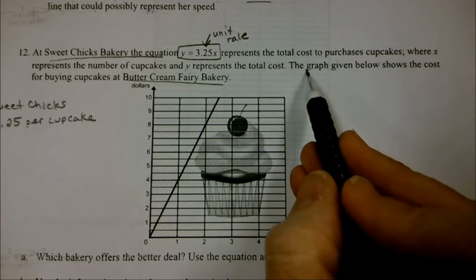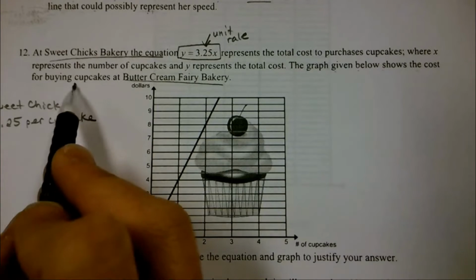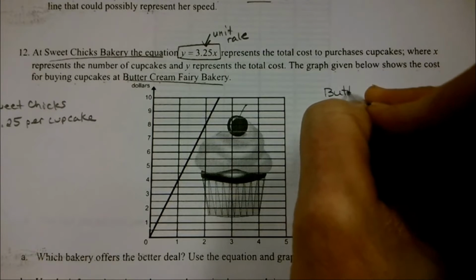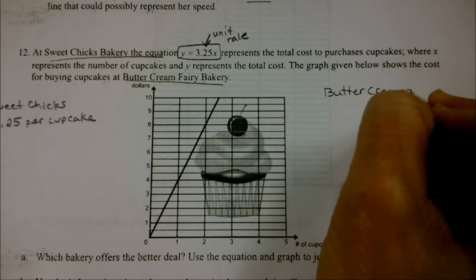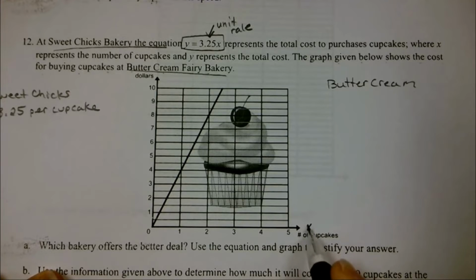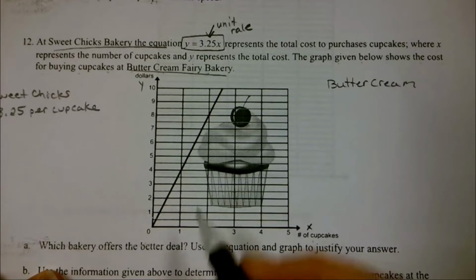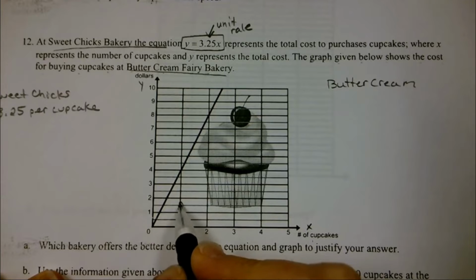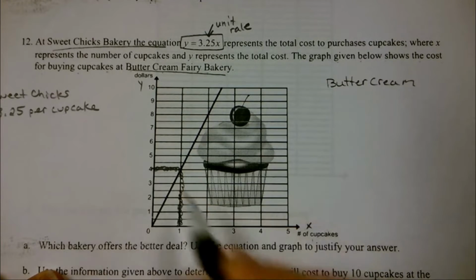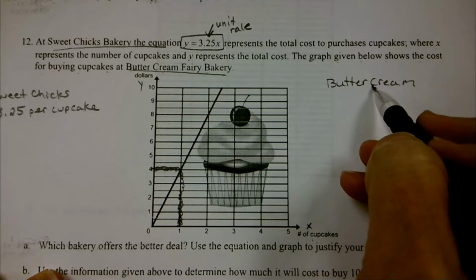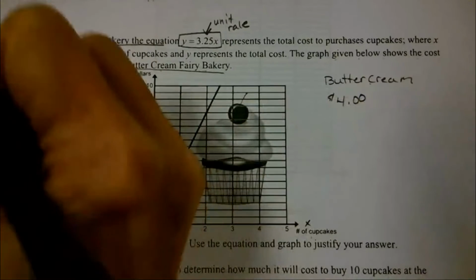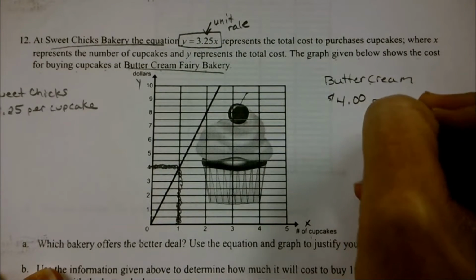Where Buttercream, it says the graph given below shows the cost for buying cupcakes at Buttercream Fairy Bakery. So for Buttercream, we have to use the graph to figure out what the unit rate is. So here's our number of cupcakes for our x-axis, and our y-axis is dollars. So you're going to follow that up, and for one cupcake, Buttercream Fairy Bakery charges $4 per cupcake.